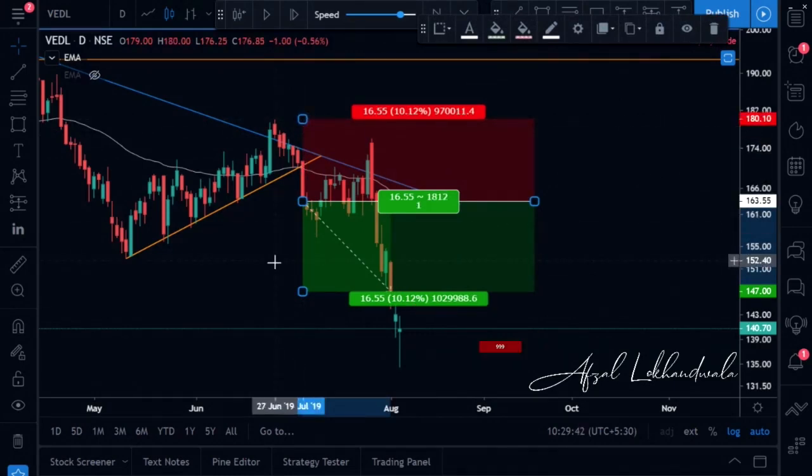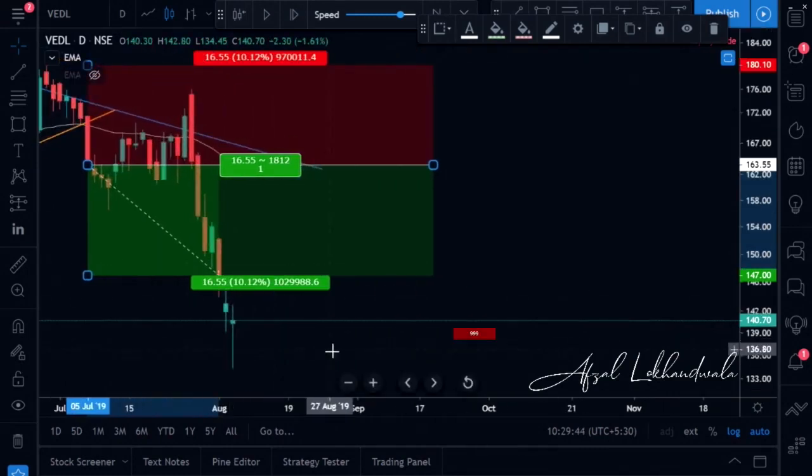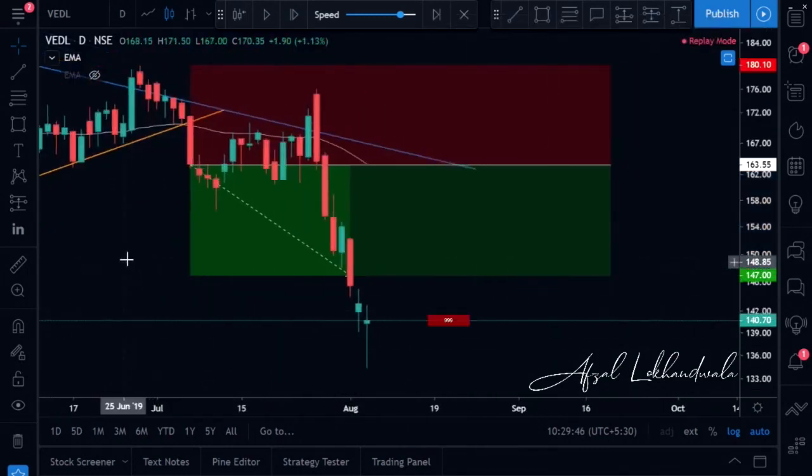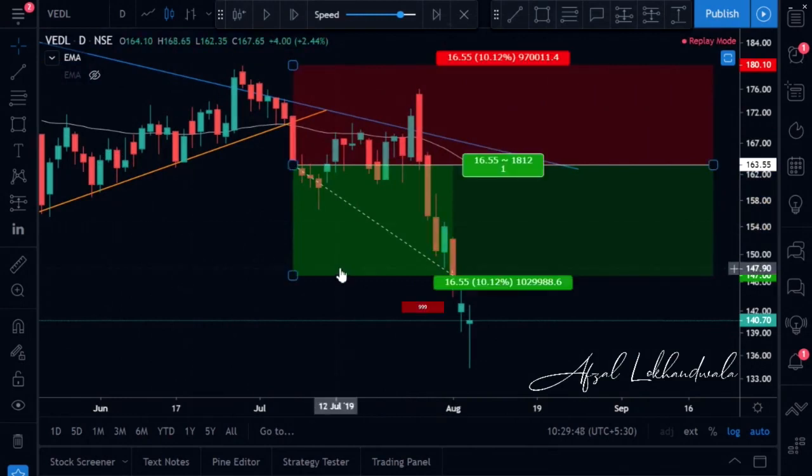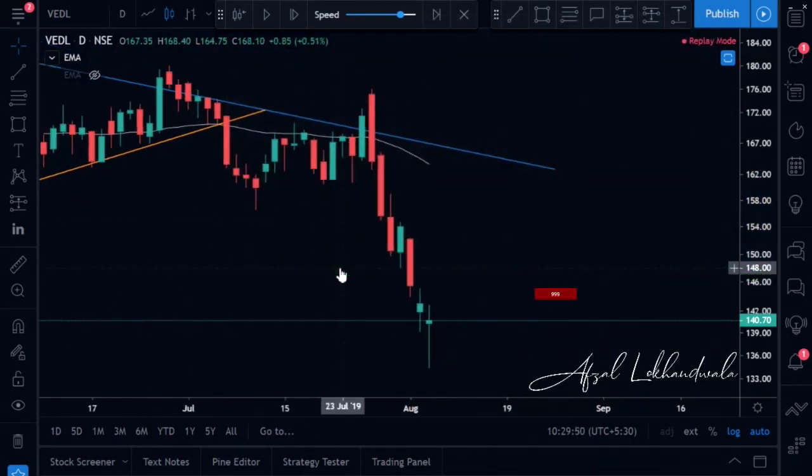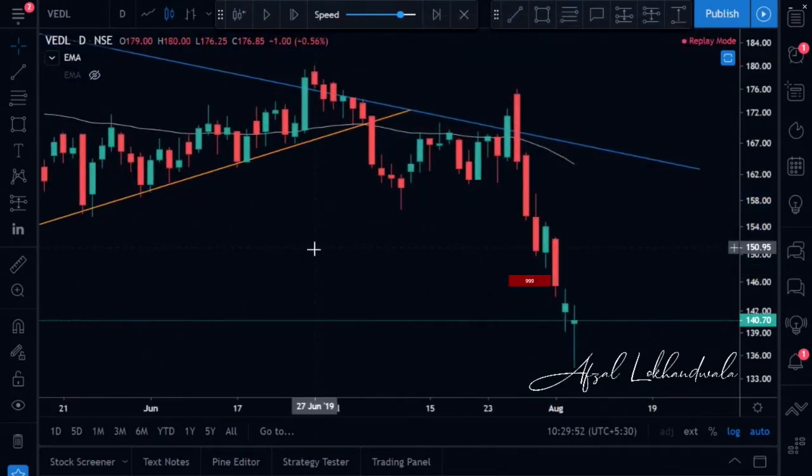Now I will show you one more important thing. Let me zoom this in. Let me delete this. Yes. Now just say that if you missed this opportunity. Now generally what happens is when the price breaks below the trend line like this, there is a high chance that it will make a pullback, a retracement before going even further.